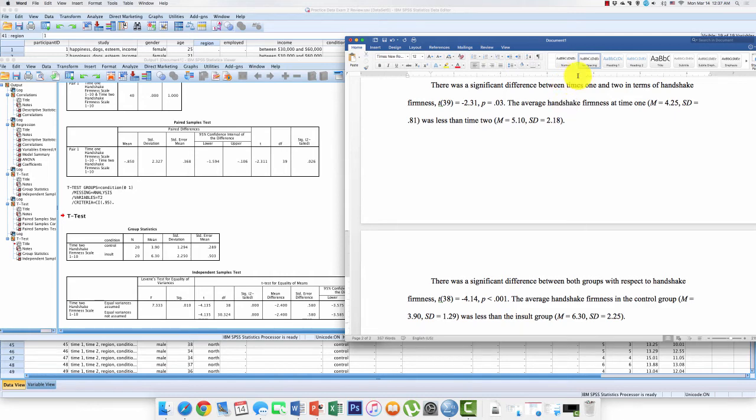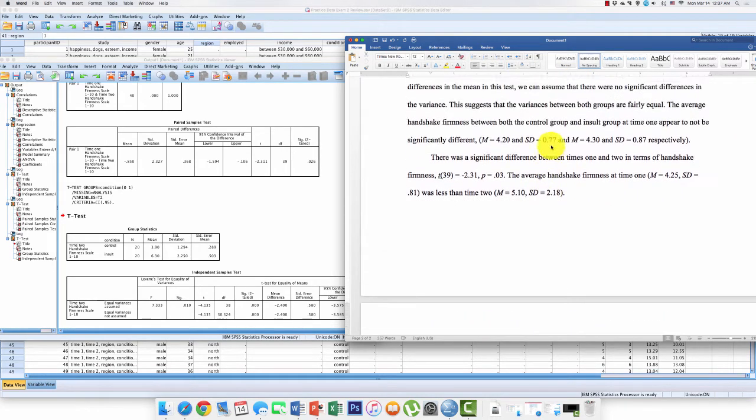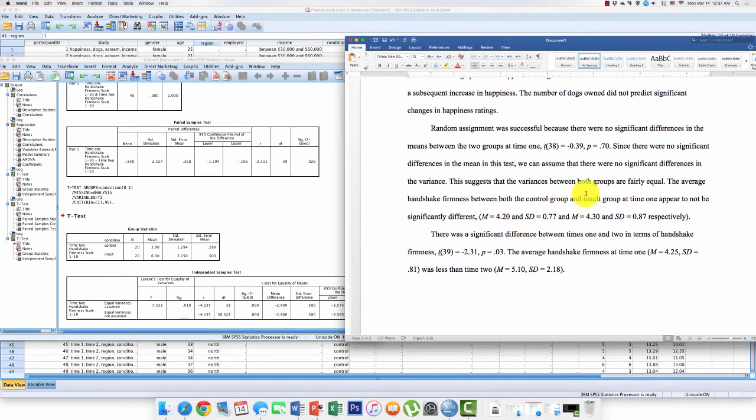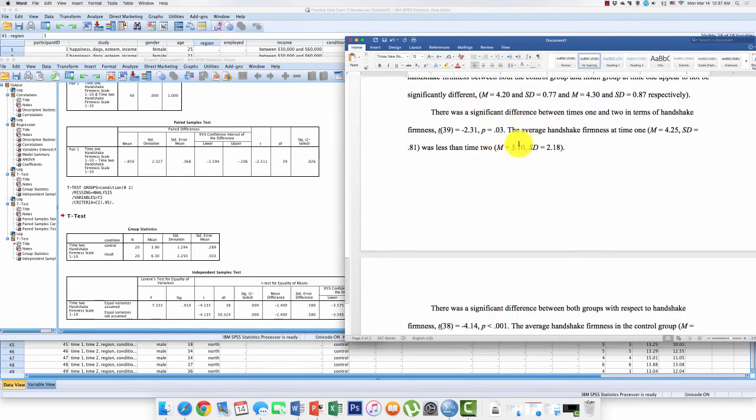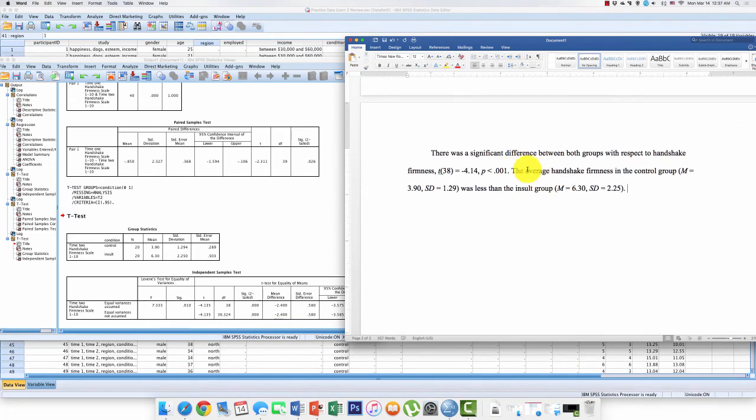And there you go. That's a t-test with your test to see for successful random assignment, differences between time 1 and time 2 for both groups, and then this is going to tell us the t-test for time 2 is just telling us the differences between the groups just at time 2 and not at time 1.